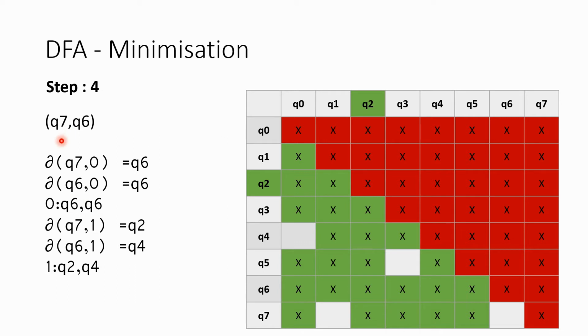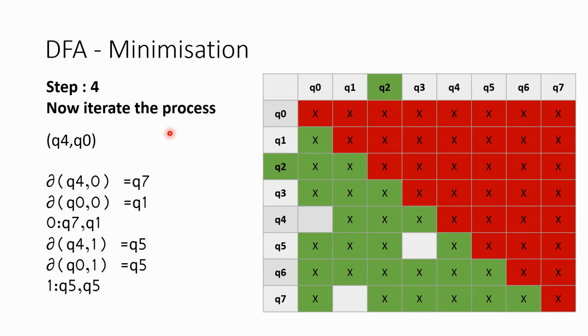And now we are moving on to the last tuple set in the first iteration, that is Q7, Q6, and we've got the transition functions Q6, Q6 and Q2, Q4, out of which we know Q2, Q4 is a non-equivalent tuple set and hence we are marking Q7, Q6 as non-equivalent as well.